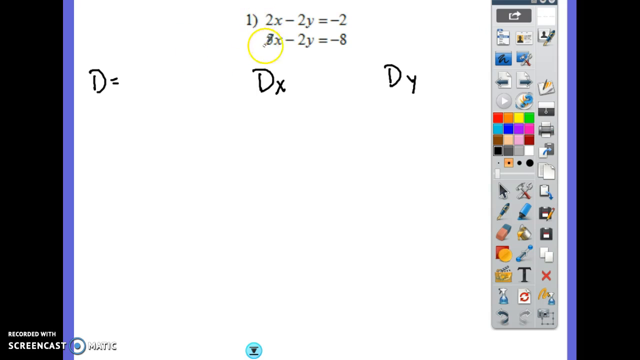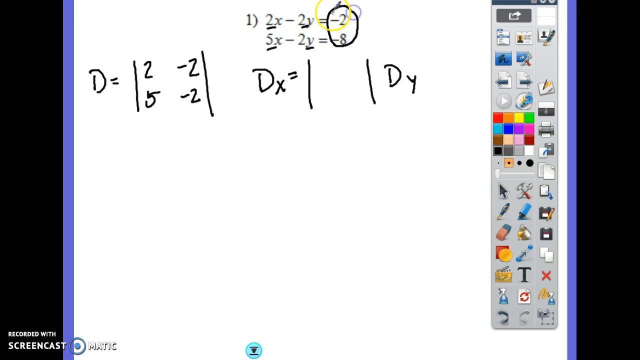So this is just my coefficient matrix, which is just simply the coefficients of my variables. So D is just going to be the determinant of 2, negative 2, 5, and negative 2. And then Dx, remember, is the same exact matrix, except where the x's are, we're going to plug this in their place. So negative 2, negative 8 is going instead of the x position, but the negative 2, negative 2 is staying the same.